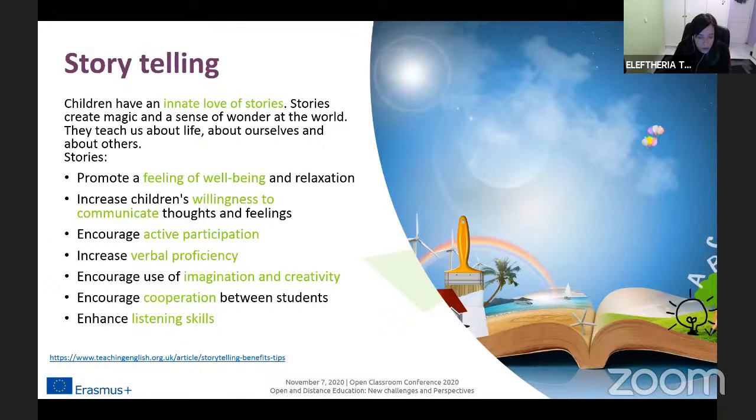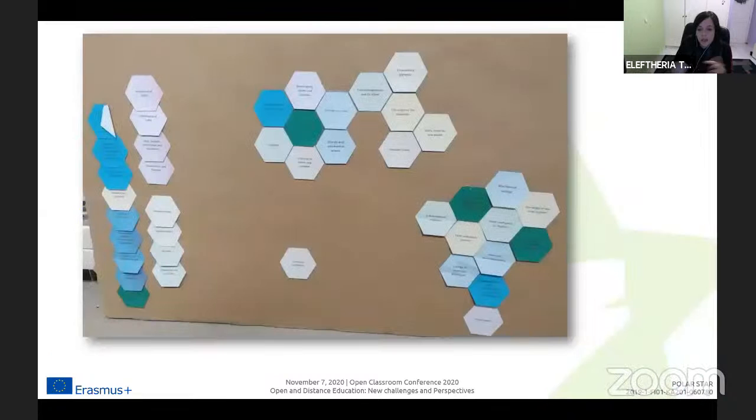Students, children in particular, love stories. Making stories is something that makes them feel comfortable. It makes them want to communicate. It's something that requires their active participation. It deploys many different skills like listening skills, verbal proficiency, imagination, creativity, cooperation. So getting them to tell science stories is one of the things we want them to do with their map, so they can start building all those things together.